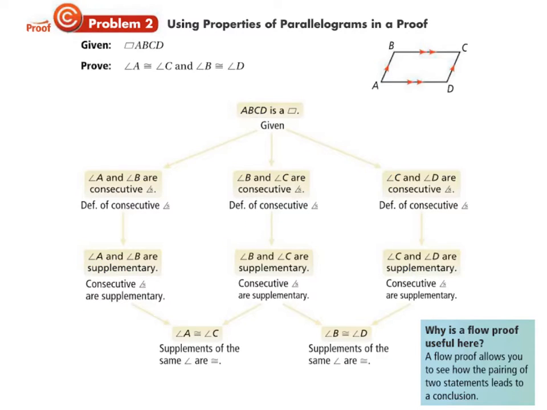So what we know then is that angle A is congruent to angle C because supplements of the same angle are congruent, and same thing here. Angle B is congruent to angle D because supplements of the same angle are congruent. So we've proven here that angle A is congruent to angle C, opposite angles, and angle B is congruent to angle D.